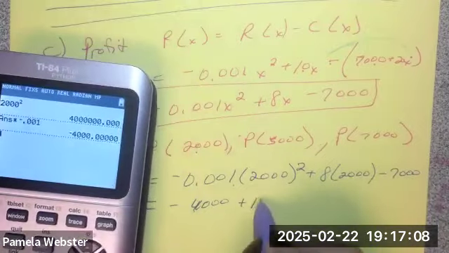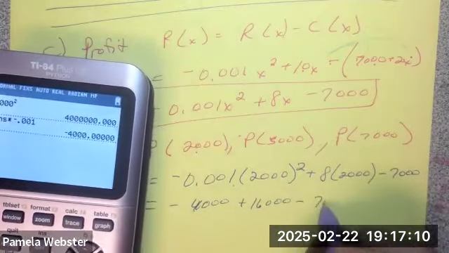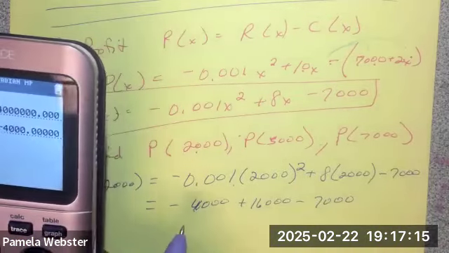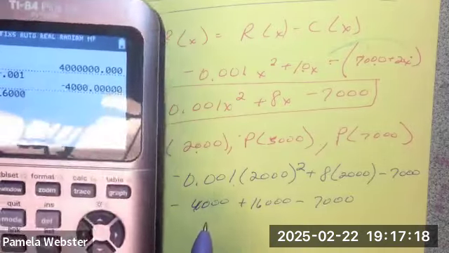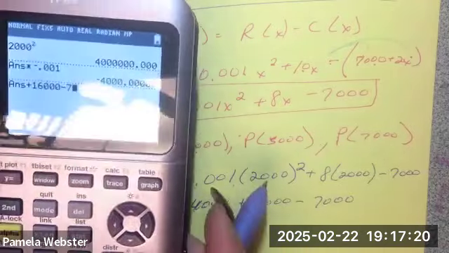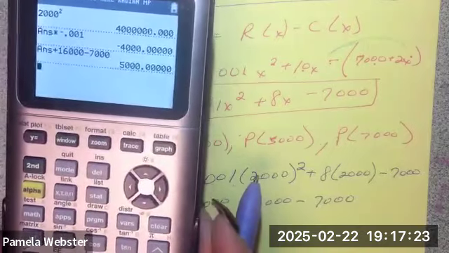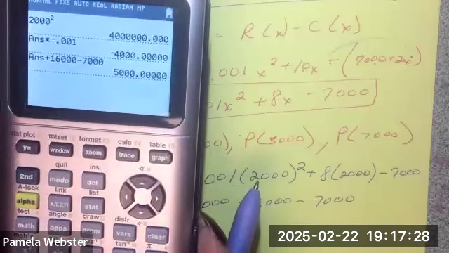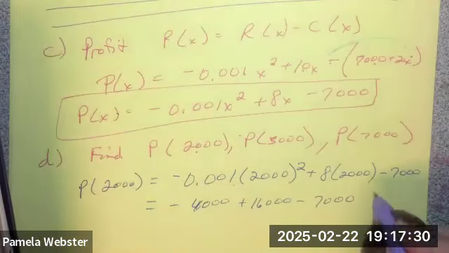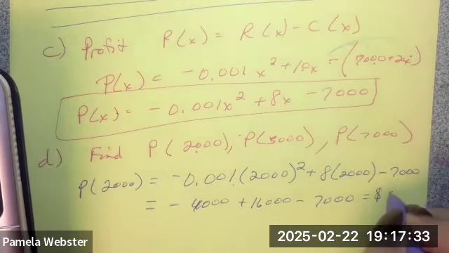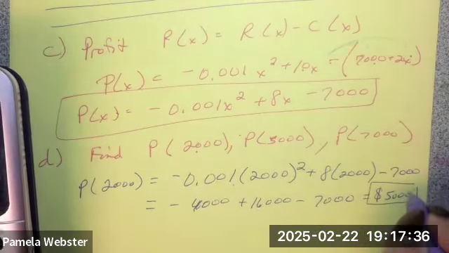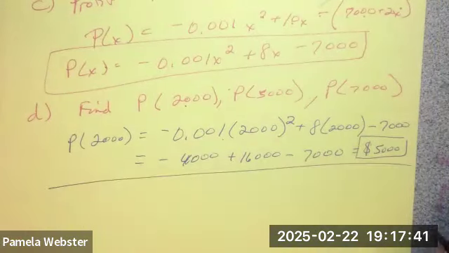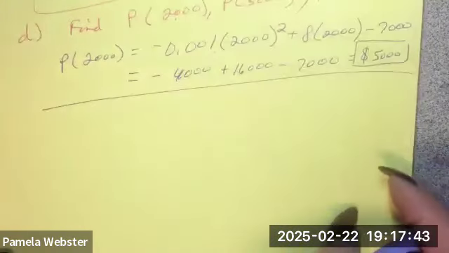Okay, plus 16,000 minus 7,000. So what is that? That's plus 16,000 minus 7,000. Such a glare on that calculator. So, okay, if I created 2,000 of these headphones and I sold them all, then my profit in my pocket after cost would be $5,000. That's not bad. It's a pretty good amount. More than $2 a headphone.